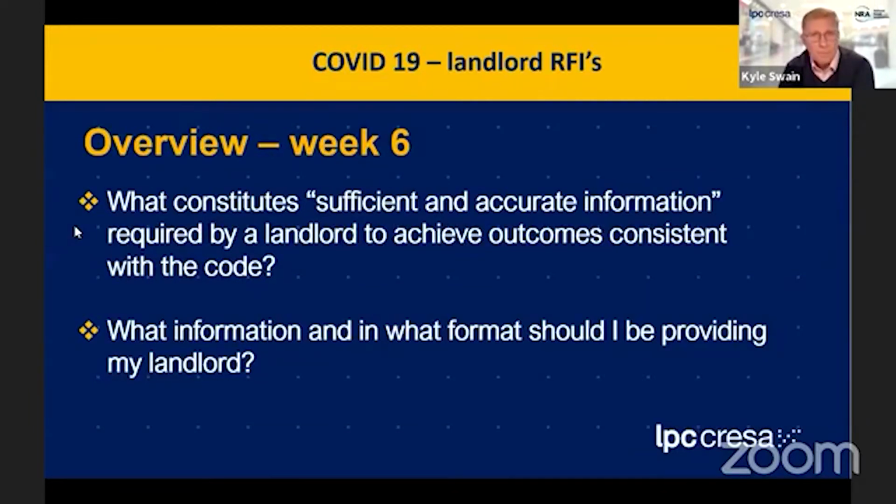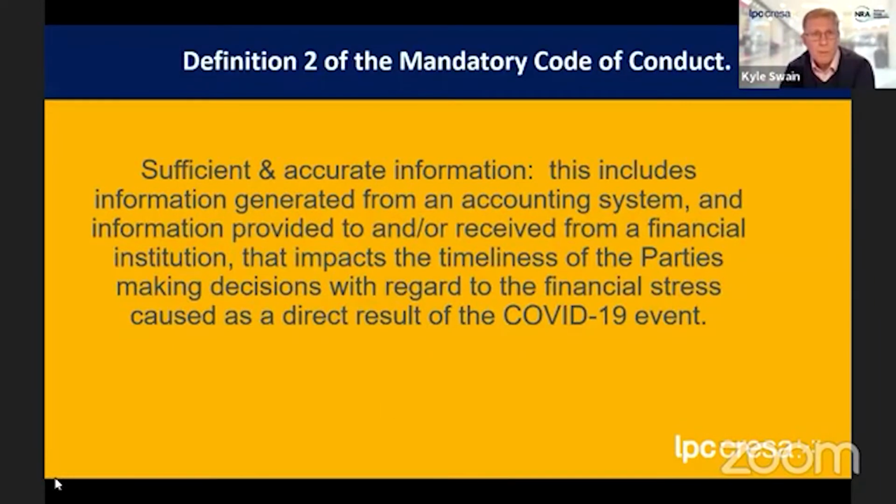So if we just go to the next slide, Beck, what I've put there is in the mandatory code of conduct, there's a definitions page, and definition number 2 deals specifically with what is sufficient and accurate information. And just the direct quote is, this includes information generated from an accounting system and information provided to and or received from a financial institution that impacts the timeliness of the parties making decisions with regard to the financial stress caused as a direct result of COVID-19.